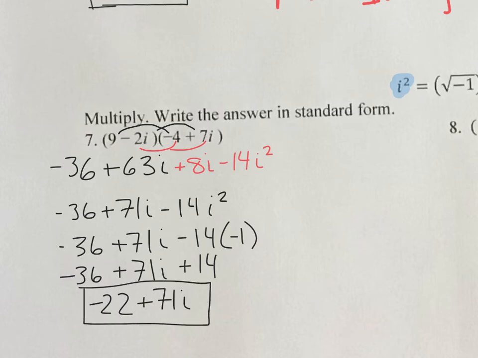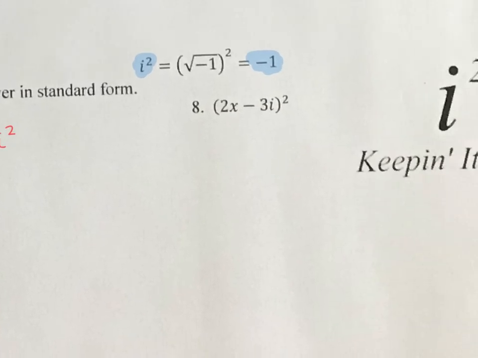Okay? So that right there would be an example of us multiplying two factors together and simplifying it down into that standard form where you have the real and then the imaginary part. Now let's take a look at this one. This is an instance where if you see something that's squared like this, what this is communicating is that you have 2x minus 3i twice. And so you would write it like this.